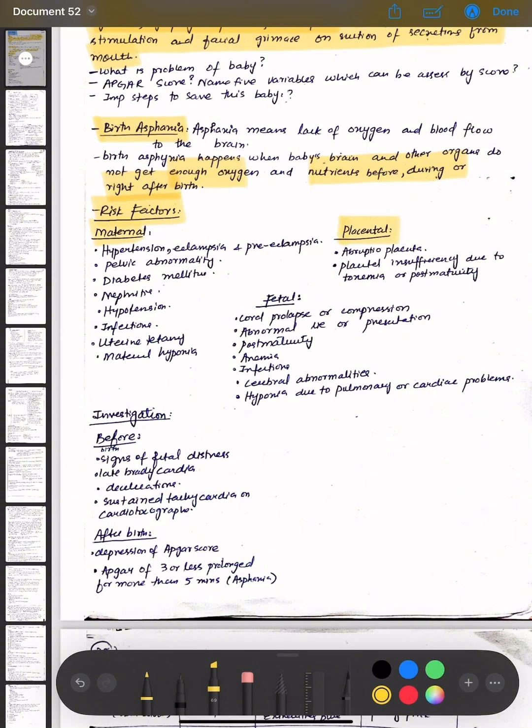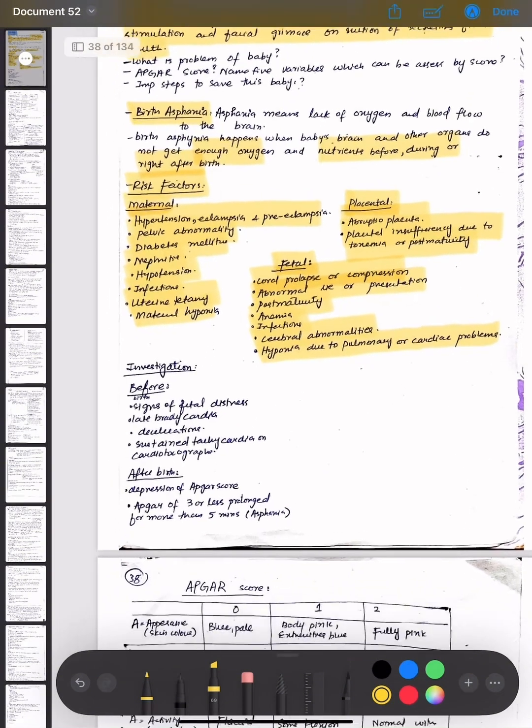In maternal, we are having hypertension, eclampsia, and preeclampsia, pelvic abnormality, diabetes mellitus, nephritis, hypotension, infections, uterine tetany, and maternal hypoxia. In the fetal, we are having cord prolapse or compression, abnormal lie or presentation, post maturity, anemia, infections, cerebral abnormalities, hypoxia due to pulmonary or cardiac problems. In placental risk factors, we are having abruptio placenta, placental insufficiency due to toxemia or post maturity.